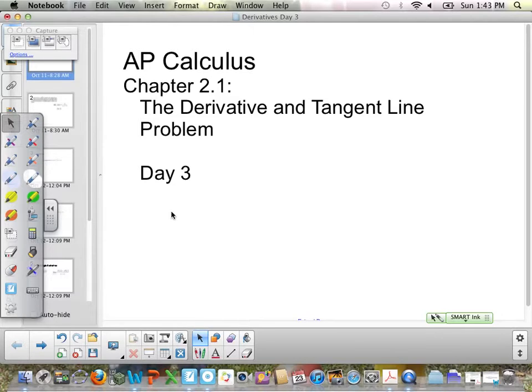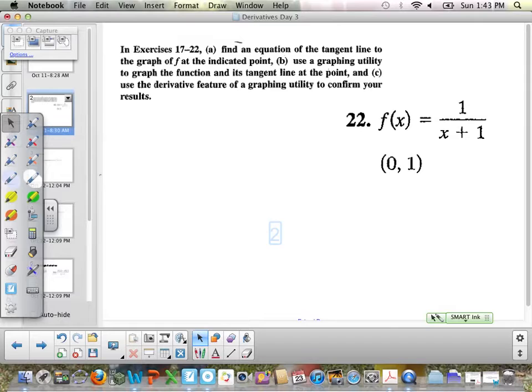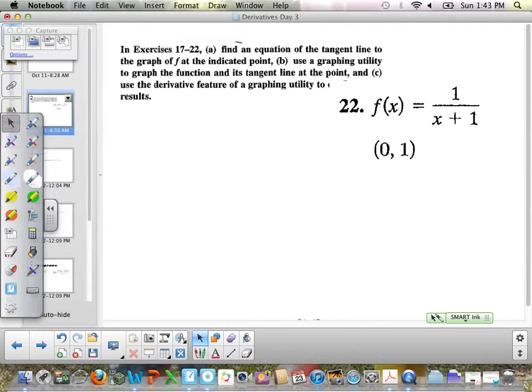Chapter 2.1, the derivative and tangent line problem, day 3. We're going to start with that problem I hinted to yesterday. Find an equation of the tangent line to the graph of f at the indicated point. We're just doing that part of this problem.